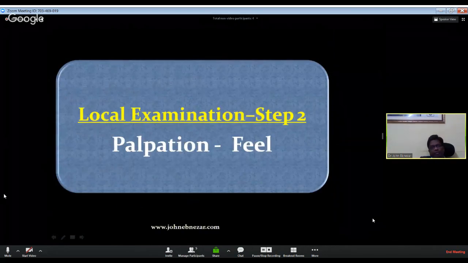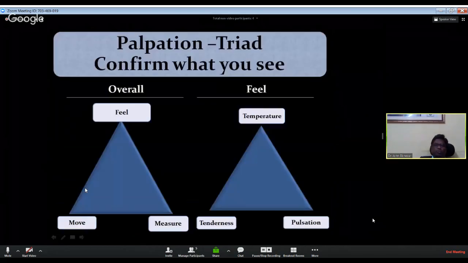Now, we get into the local examination. This was inspection. Now we are getting to step 2. Step 2 is palpation. The first thing you do is feel in palpation. So what are you going to feel? Overall, what are you going to do? And specifically, what are you going to feel? Overall, you're going to feel, move, and measure.